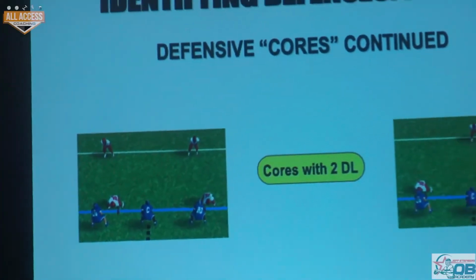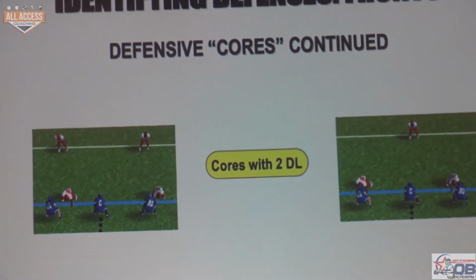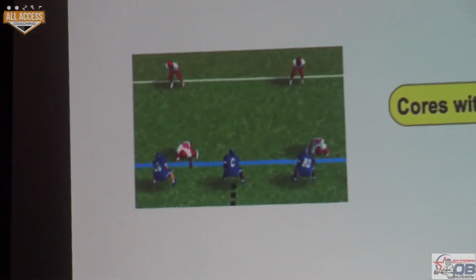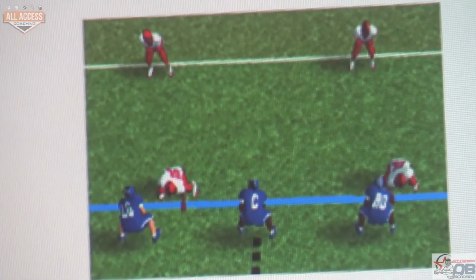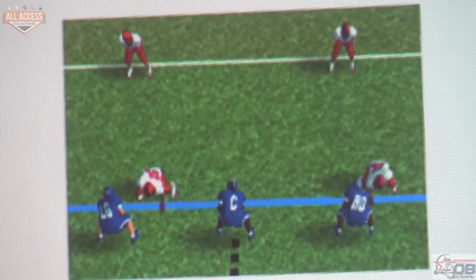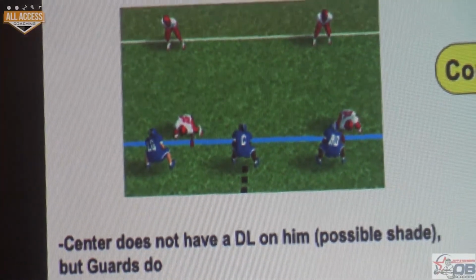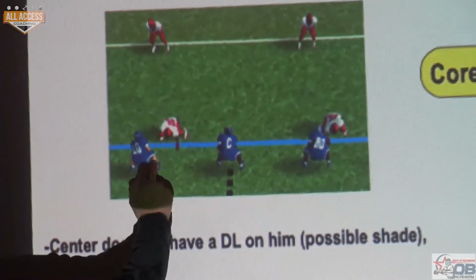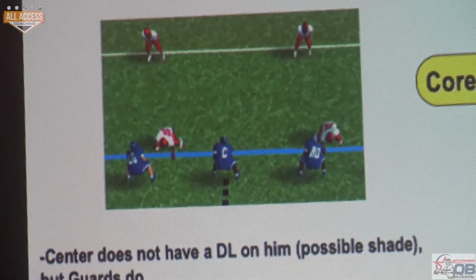In the second diagram here, we're going to look at cores with 2 defensive linemen. So we're looking at the interior of a defense and how they're structured. Again, who's responsible for the A and B gaps? If we take a look at the diagram on the left, the center doesn't have a D lineman on him. Sometimes he's possibly shaded. So sometimes what you may get is the guard has a player outside shade of him, and then instead of this player being inside shade of the guard, he's lined up shaded on the center.